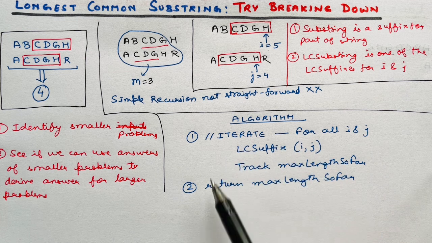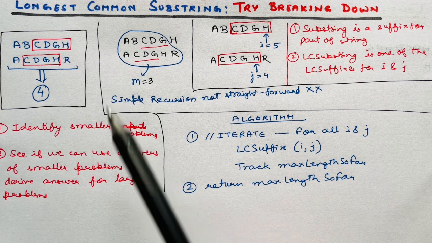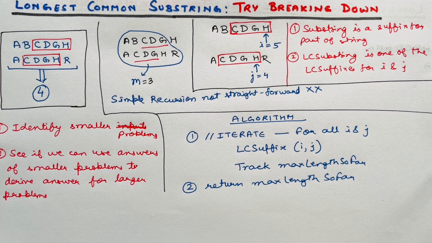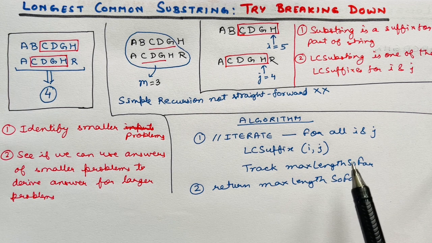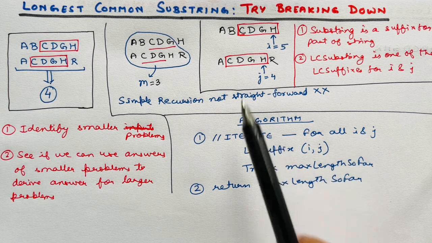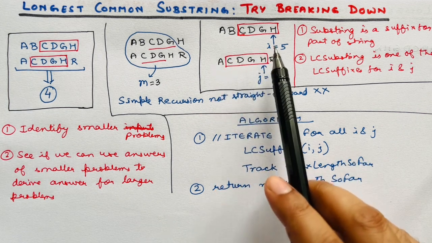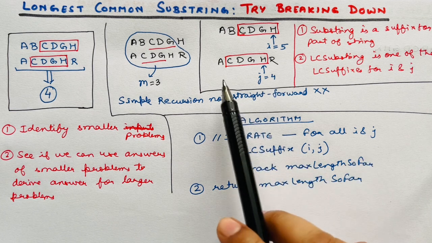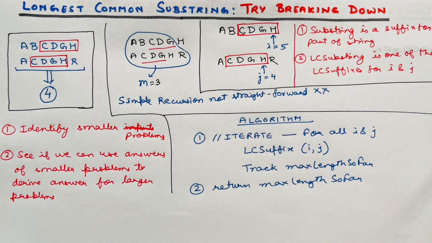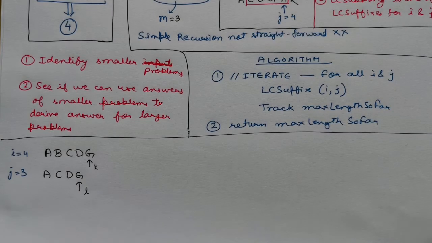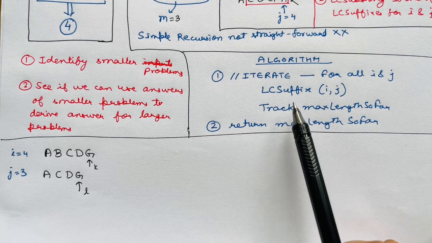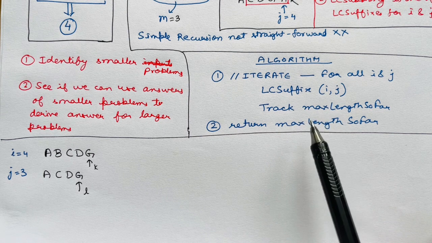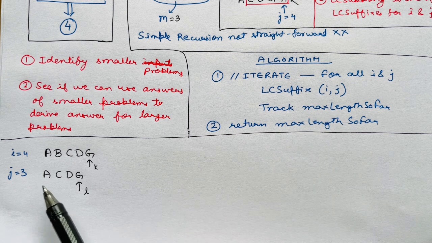Now this algorithm therefore will be able to return the length of the longest common substring. What do we mean by all i and j here? Here i can range from 0 till the end index of S1 and j can also range from 0 till the end index of S2. Now our problem becomes, how do we compute the longest common suffix for a pair of i and j? Let us take an example.